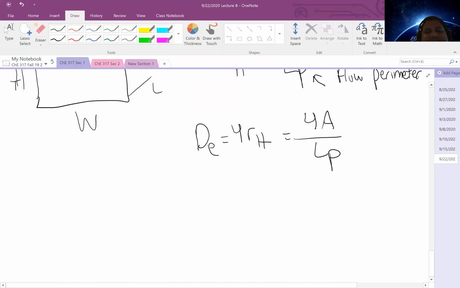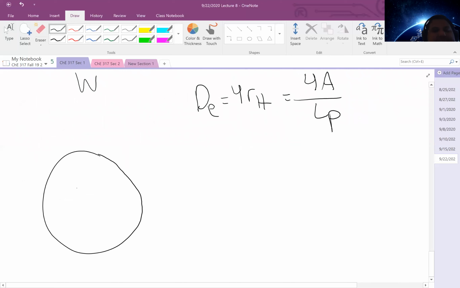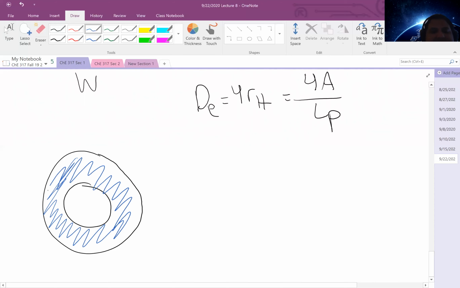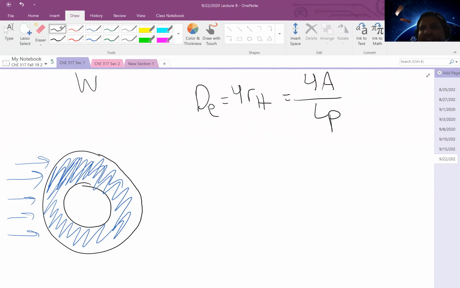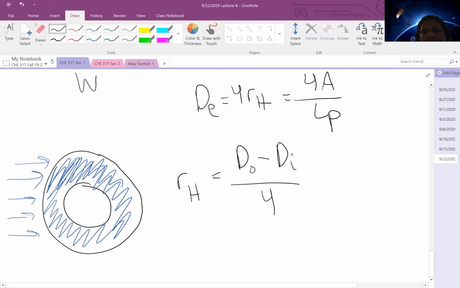Another situation that will occur, particularly as it applies to heat transfer systems and heat exchangers, is if I have flow through an annulus, identified here as the flow area between the two systems. So if I have, let's say, a double pipe heat exchanger, and I'm interested in the flow associated with the annulus, I can calculate my hydraulic radius as a function of the outer diameter minus the inner diameter over 4.